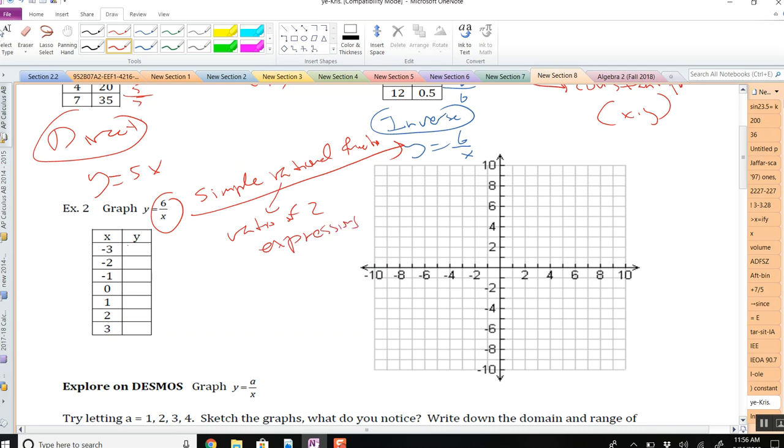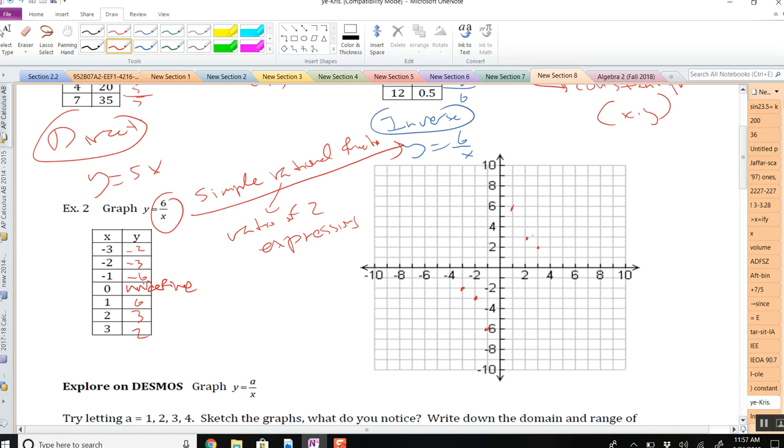If I just plug into the table, pretty easy, I get -2 and -3, -6, that's undefined. Let me write that out actually, undefined. And then 6, 3, and 2. Let me erase that, make that a little more neat. So you can't plug in 0, obviously. So I'm going to plot my points: -3, -2, which is right there, -2, -3, right there, -1, -6, right there, 1, 6, right there, 2, 3, right there, 3, 2, boom.